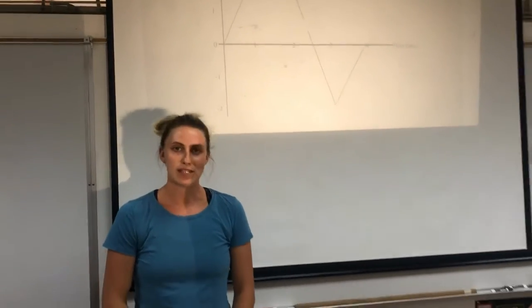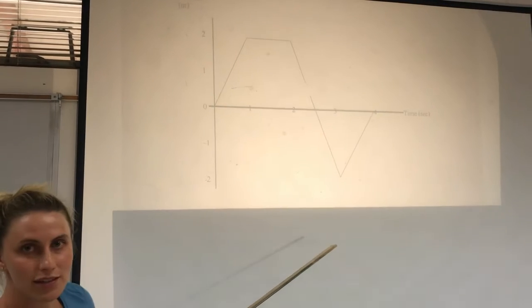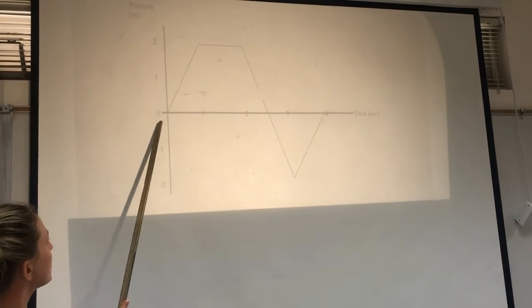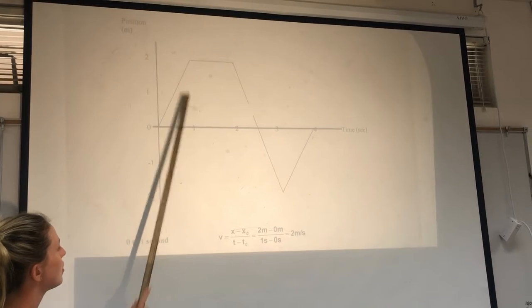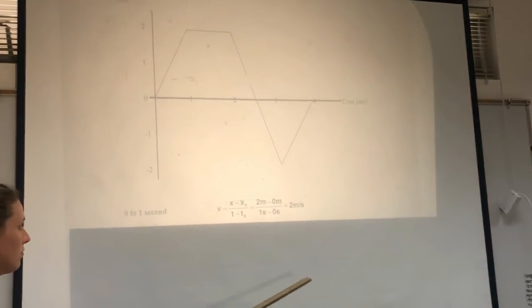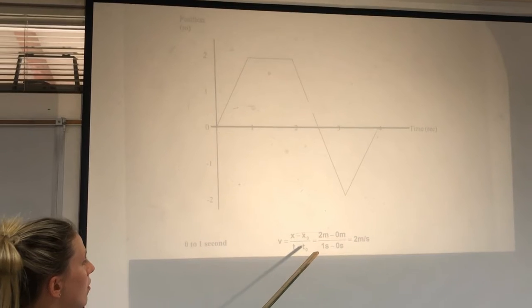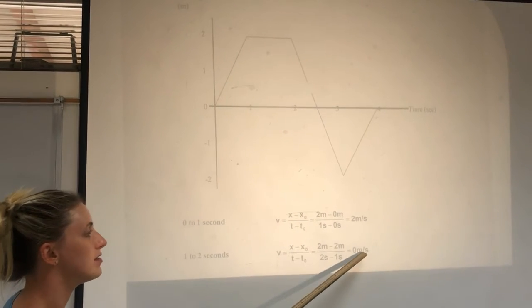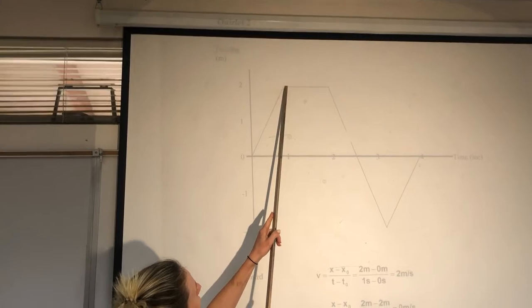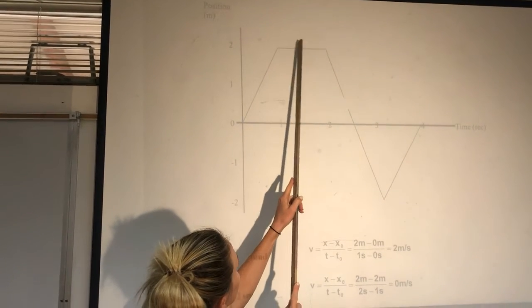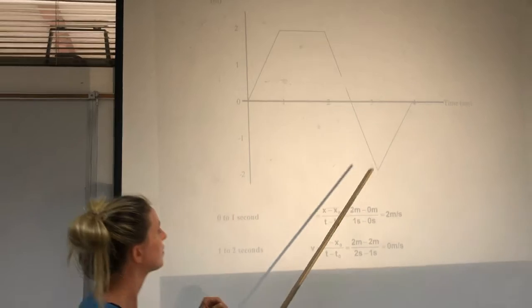Let's take a look at Quizlet 2. For number 1, we calculated this one together from 0 to 1 second. Our velocity should have been 2 meters per second. From 1 to 2 seconds, our velocity should have been 0 meters per second. And this makes sense because it's a straight line right here. There's no slope to it. The slope is 0, which means our velocity is 0.